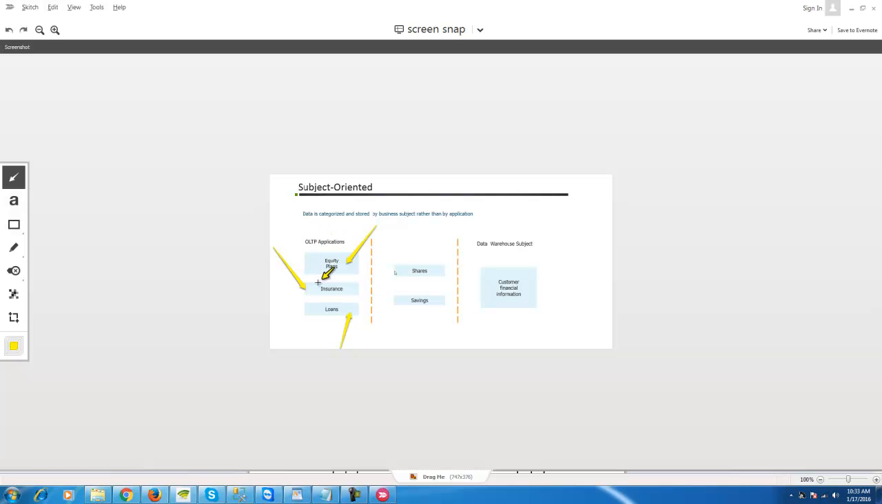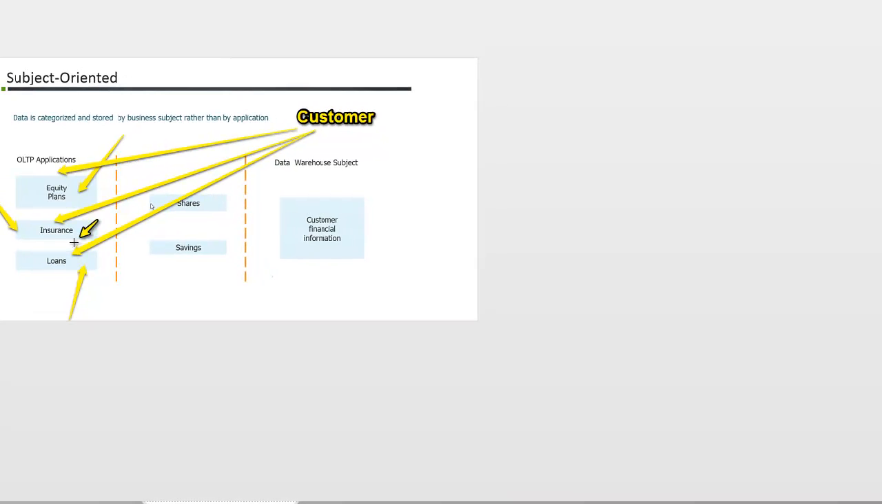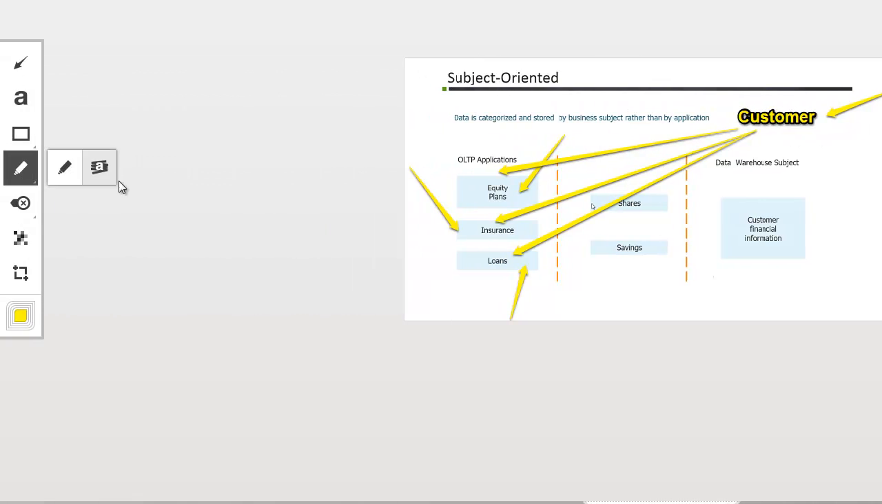But what is the case? Why are we talking about integration? Say for example, I am a customer, and since I am a customer, I have multiple needs. I might have bought an equity plan for myself, so I have an entry in my equity plans OLTP system. Similarly, I have insurance too, and the same customer can have loans also. So if you observe now, the same customer is available in all these three. Now if I have to analyze my data based on the customer, how should I go about doing that? Because this is customer financial information, which is located across multiple websites.